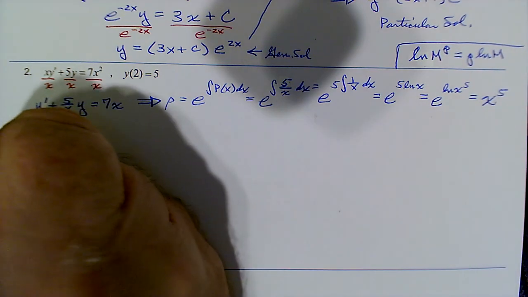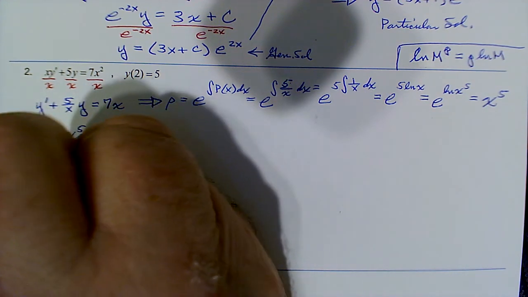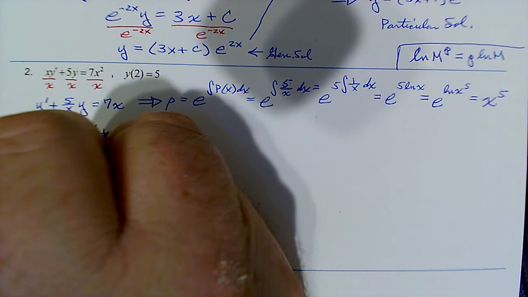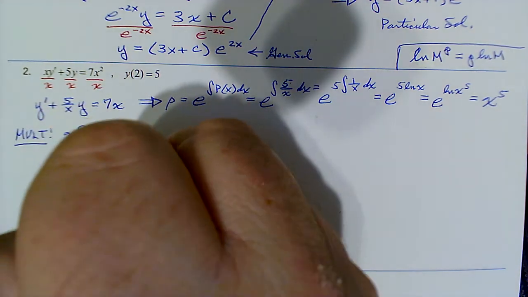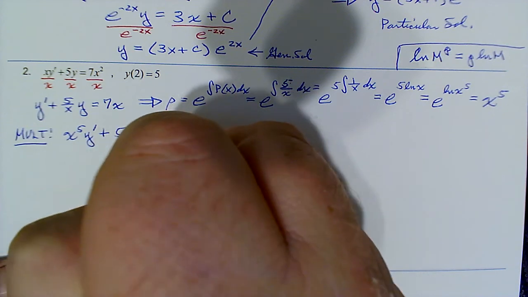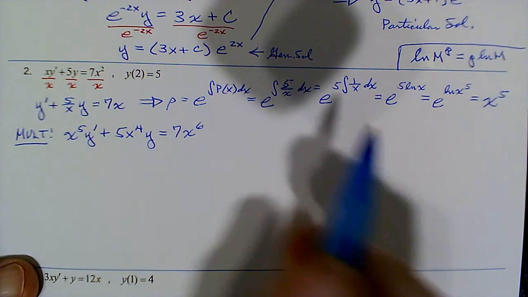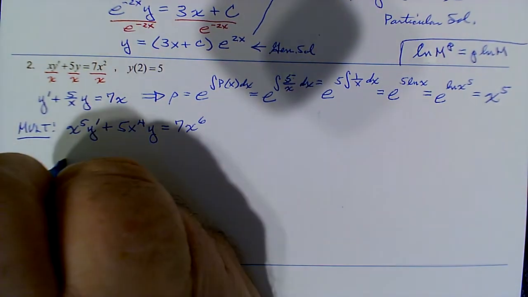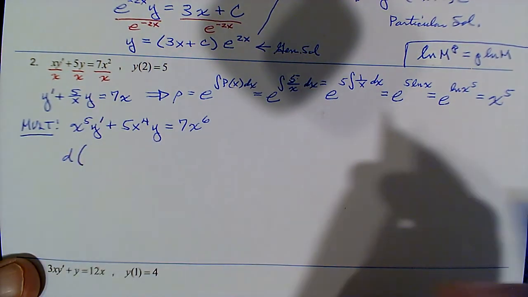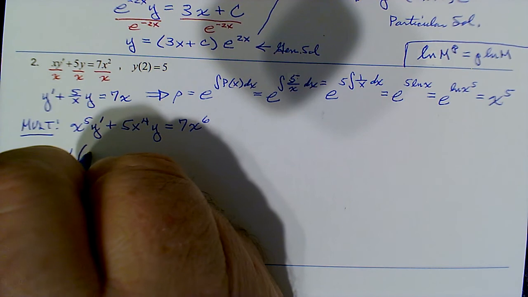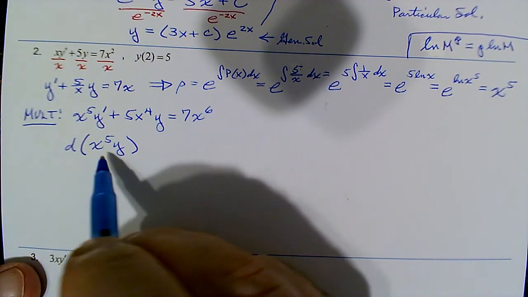Okay, so now we're ready to multiply. So we multiply everything by x to the fifth. So x to the fifth y prime plus, this gives us 5x to the fourth, because one factor of x cancels, times y equals 7x to the sixth. So make sure you multiply the right-hand side by the integrating factor as well. And then at that point the left side is the derivative of a product. And remember, that's the integrating factor, x to the fifth, times the function y itself. A couple ways again to double check.